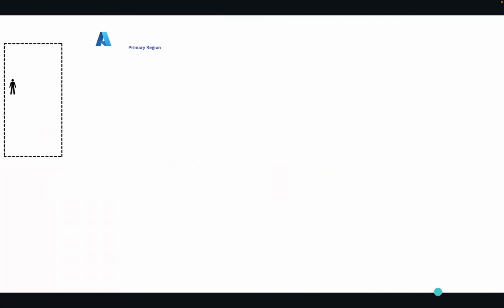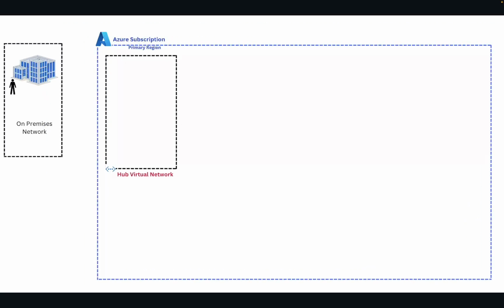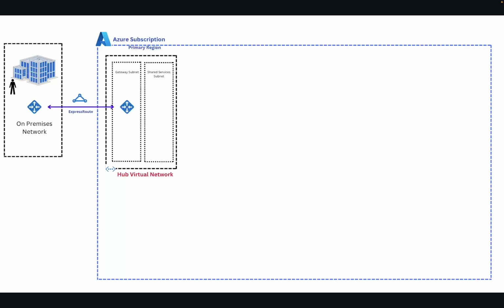Let's have a look at a small reference architecture. On the left hand side, you can see an on-premises network. On the right hand side, you have your Azure subscription, a primary region. You have a hub virtual network, gateway subnets inside the virtual network, and a shared services subnet as well. You also have a spoke virtual network. Before that, you have a gateway which connects on-premises to Azure.